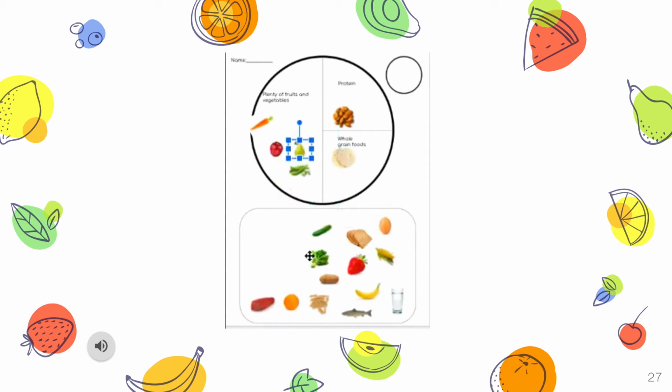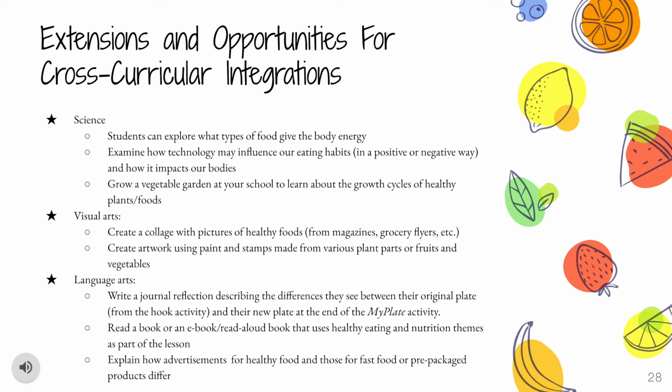One opportunity for cross-curricular integration that we thought of would be through science. Students could explore what types of food give the body energy, or examine how technology may influence our eating habits in a positive or negative way, and how it impacts our bodies. Students could also grow a vegetable garden at the school to learn about the growth cycle of healthy plants and foods. Another subject for integration could be visual arts.